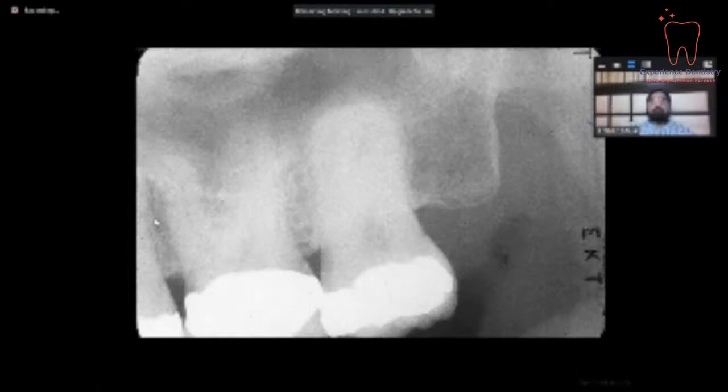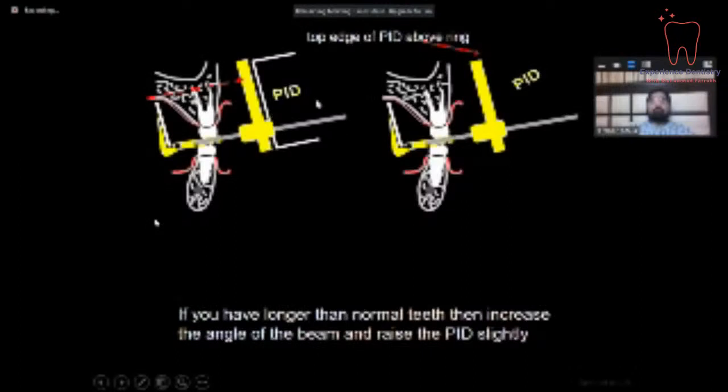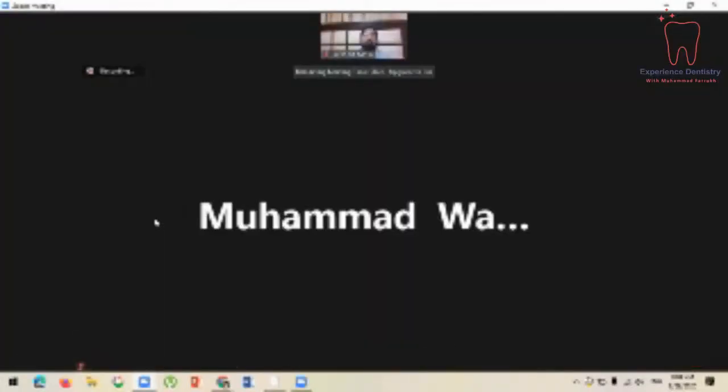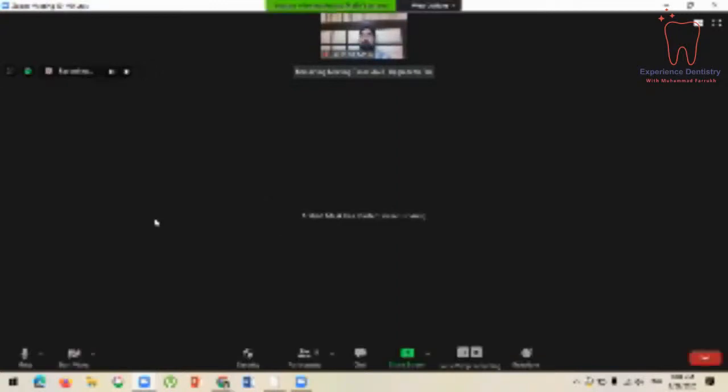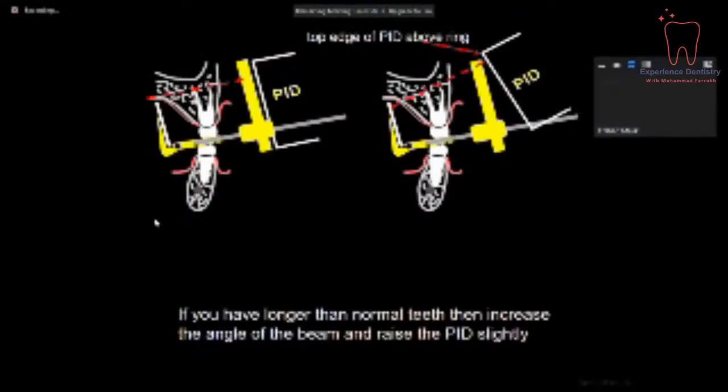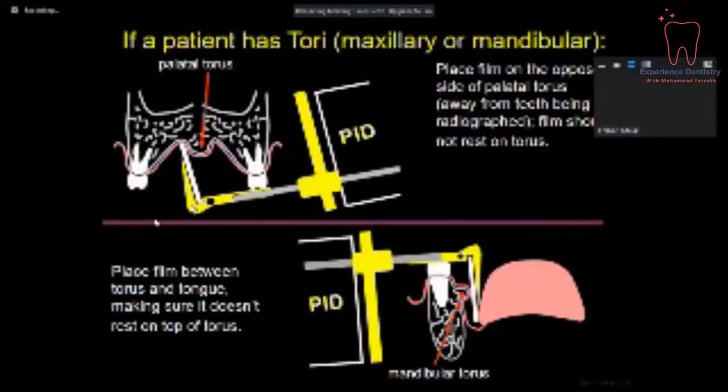But the thing is the same. You are not going to get the periapical region in the molar teeth. Here you have the liberty that you can... I think this may be the last slide of today. If you have a torus palatinus in the maxillary or mandibular molar area, place the film in the same way which we have described before. Okay, this is the mandibular torus, that is palatinus, and I think that is it. Ladies and gentlemen, thank you.